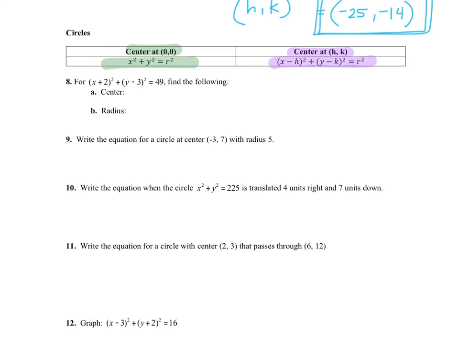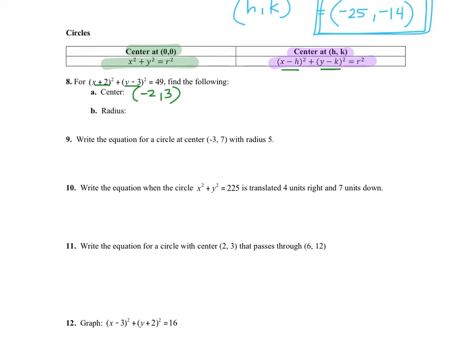They give you the formula (x + 2)² + (y − 3)² = 49. If you pay attention here, it's subtraction and subtraction in the formula. So our center always looks like the opposite of what you're seeing up here. So this would be x minus negative 2 and y minus a positive 3. So your center is going to be at (−2, 3).